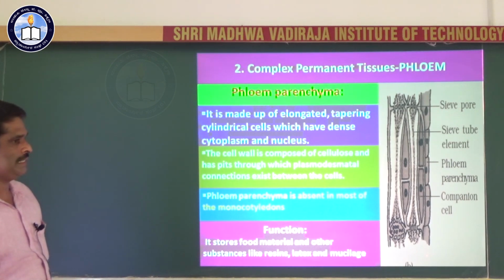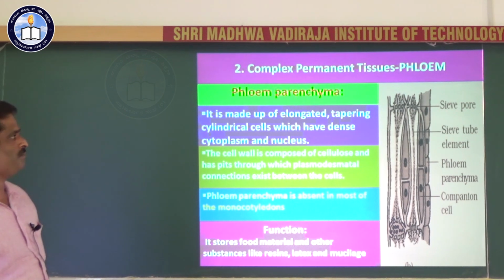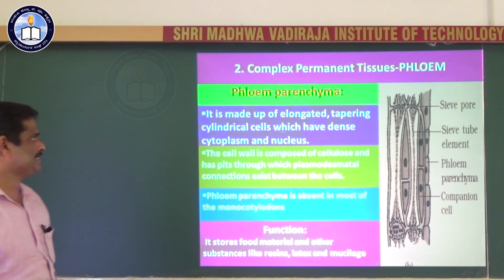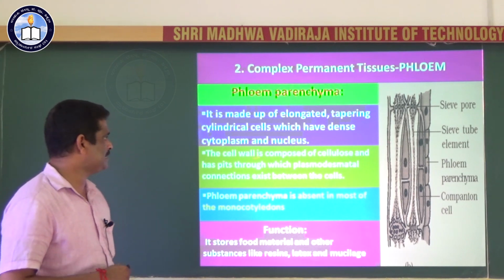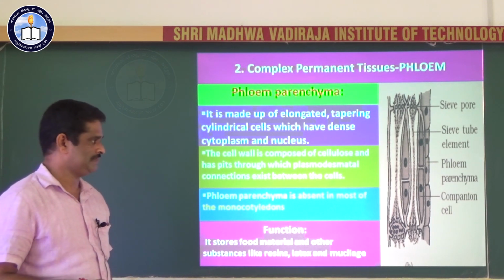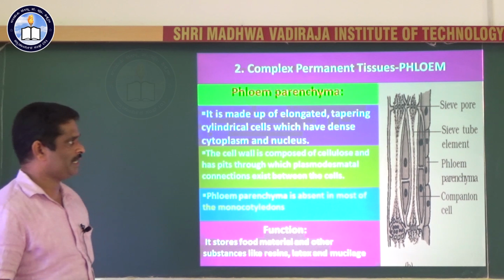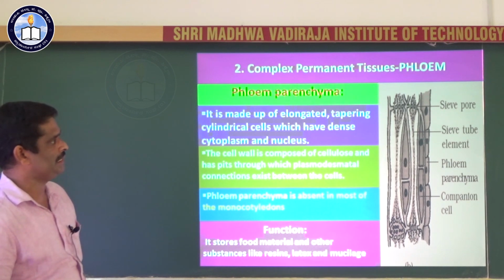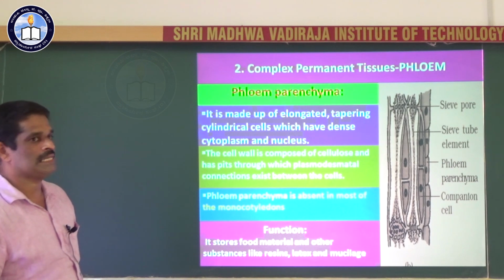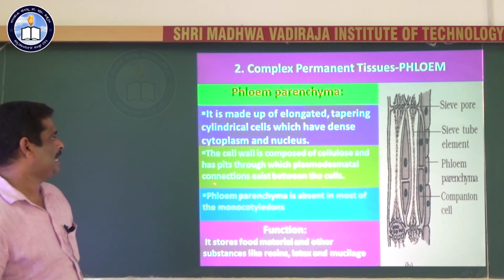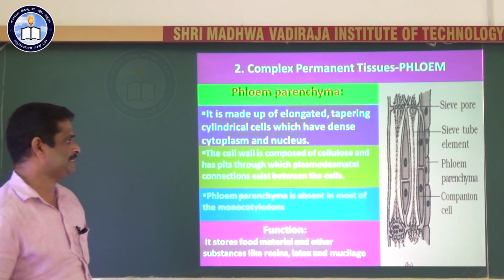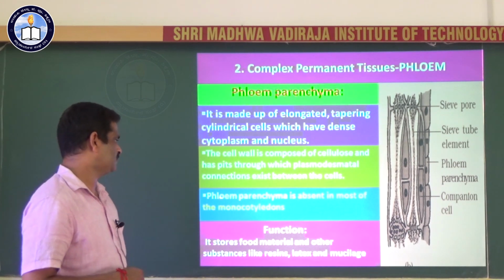This is the phloem parenchyma. It is made up of elongated, tapering, cylindrical cells which have dense cytoplasm and a nucleus. The cell wall is composed of cellulose and has pits through which plasmodesmatal connections exist between the cells.